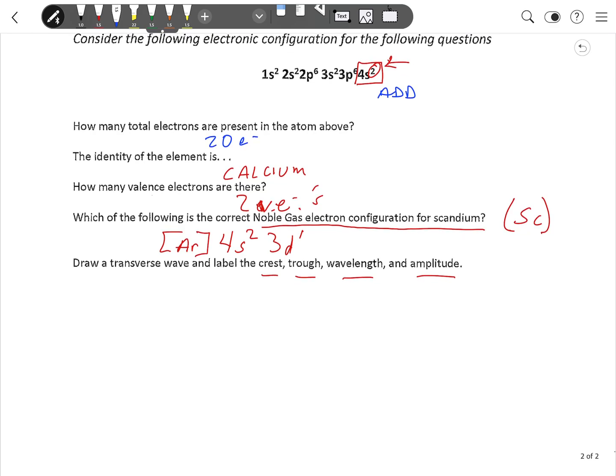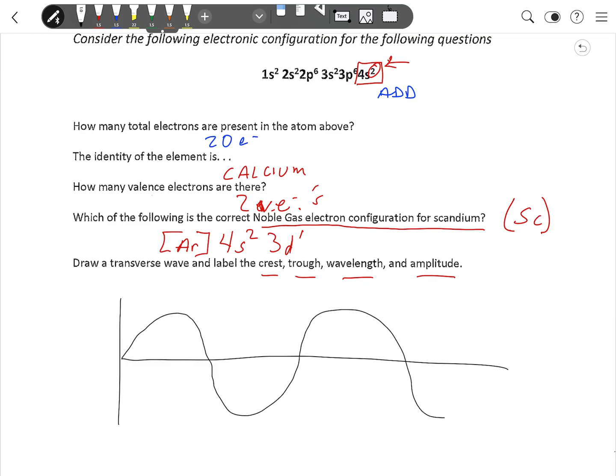And the very last thing is labeling the crest, the trough, the wavelength, and the amplitude for a transverse wave. And so let's draw a transverse wave real quickly. And go like this. And I'll draw the wave as best I can. Okay, something like that. The crest is always the top part of the wave, which is right there. Highest point of the wave, and it's also right there. The trough, I'll put it in green, happens to be here. And it also happens to be over here.